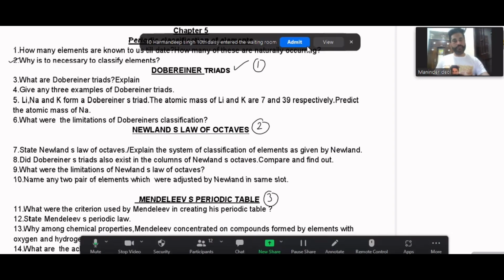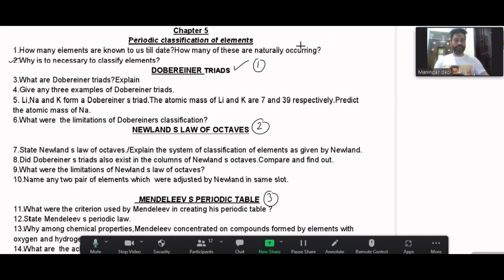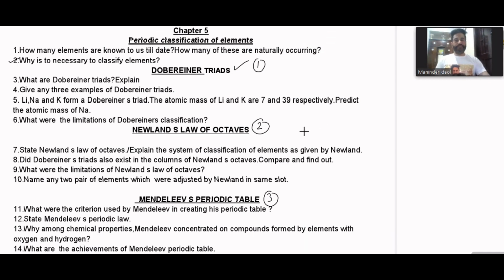What kind of properties we will discuss in the modern periodic table. In class 10 we will do 8 to 9 properties, like what will be the valency, what will be the atomic size, how the size varies in a period. These kinds of properties we will study. So that's why there is a necessity to classify the elements. The answer to question number 2 is clear.